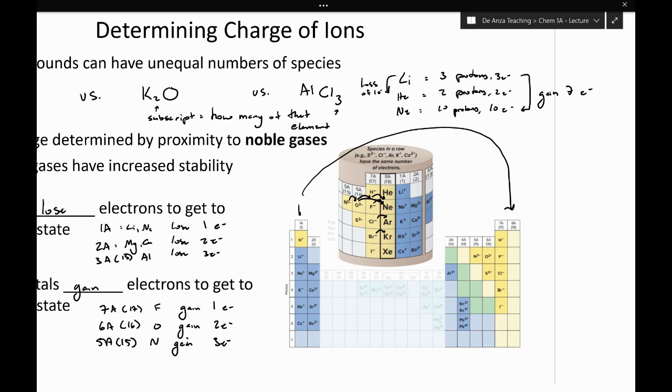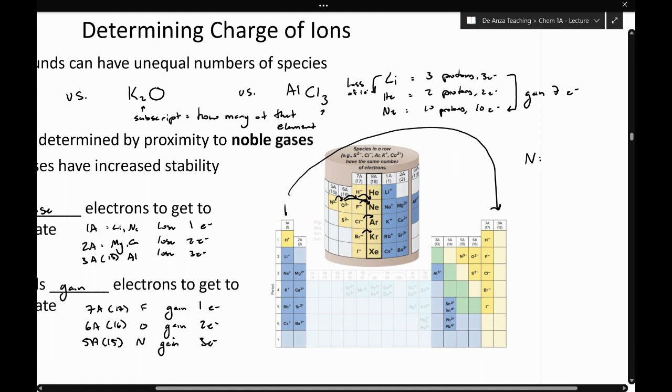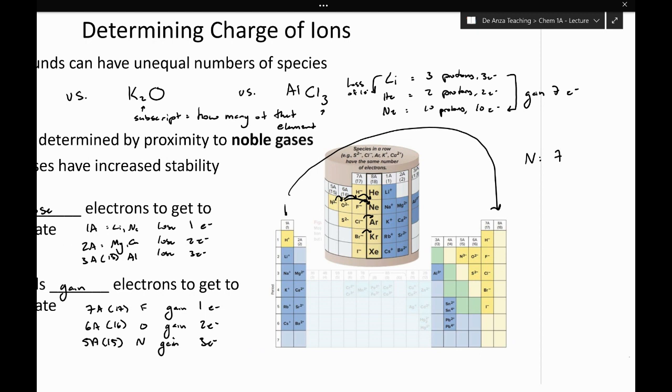And so it should seem pretty obvious to us that 1 is less than 7, so lithium is going to lose an electron to go from 3 electrons to 2, rather than gain 7 to go from 3 to 10. And you can do the same thing for something like nitrogen. Nitrogen starts with 7 electrons. And so nitrogen can either start to look like helium, which has 2 electrons, or it can try to look like neon, which has 10 electrons. So we can see that to go from nitrogen to helium, it would have to lose 5 electrons, but to go from nitrogen to neon's configuration, it only has to gain 3 electrons. And so you just go whichever direction is closer. So it's a lot easier to go from 7 to 10 than it is 7 to 2. So nitrogen picks up those 3 electrons to become N3 minus. Okay?